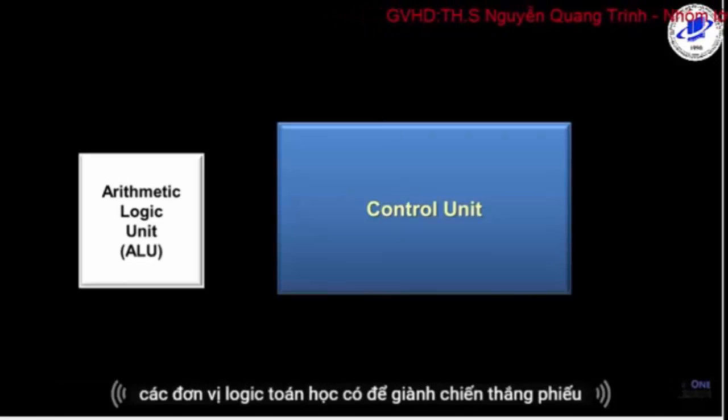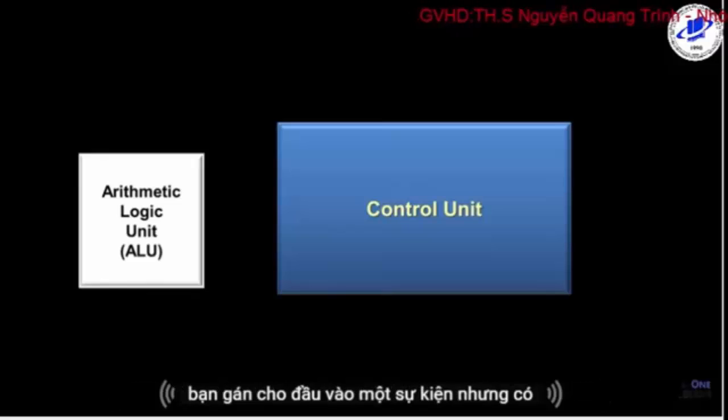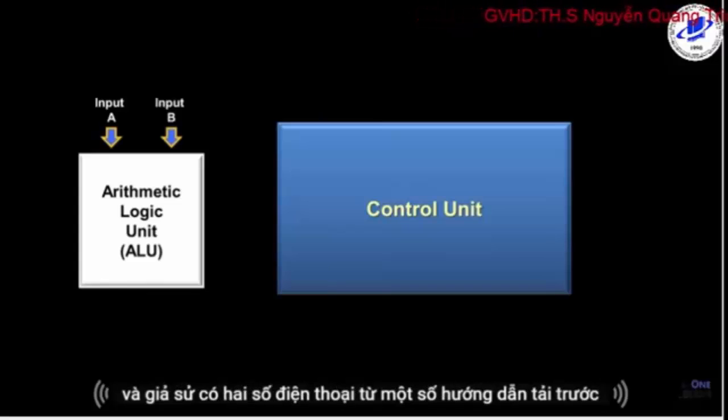The arithmetic logic unit has two inputs. We'll label them input A and input B, and assume they are two numbers from some previous load instructions.